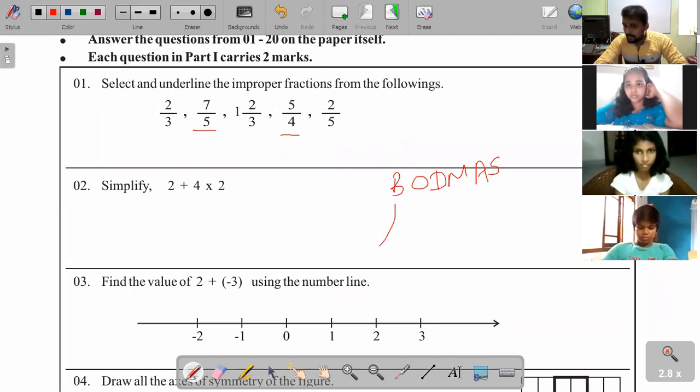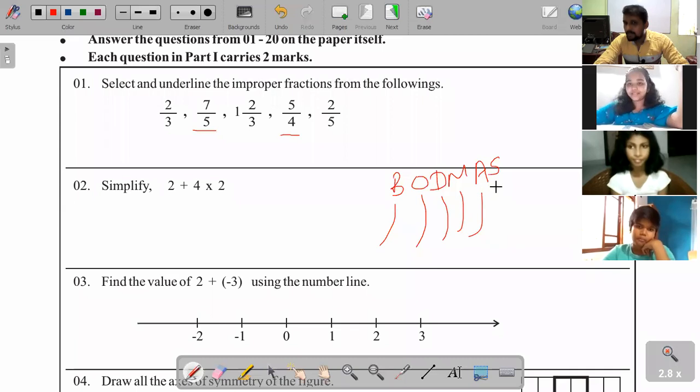B means bracket, O means of, a mathematical operation not in grade 7. Right? But remember this word, then you can do it easily. The next one is division. Next, multiplication, addition, subtraction. That's the order. If there are several mathematical operations, we have to go in this order.